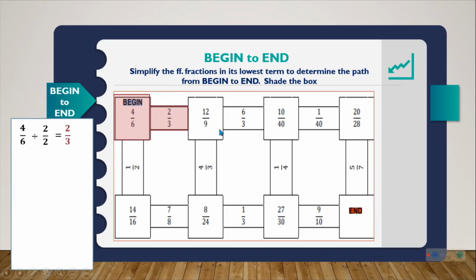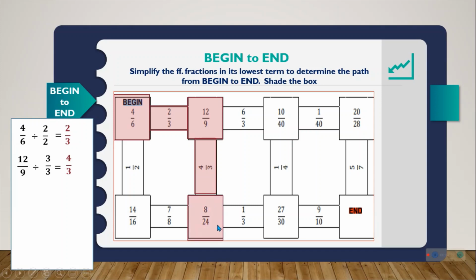Next, we will go to 12 over 9. So the LCD of 12 and 9 is 3. So 12 divided by 3 is equal to 4, and then 9 divided by 3 is equal to 3. So the lowest term of 12 over 9 is 4/3. So this will be the answer. So we will shade this part.